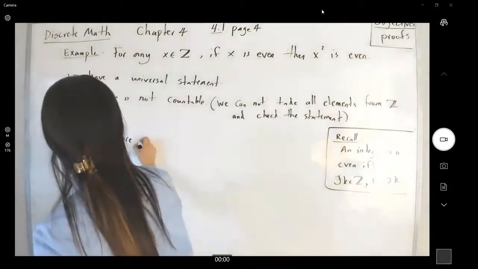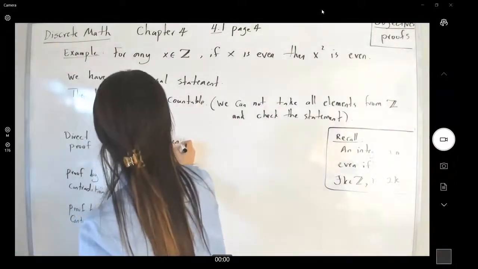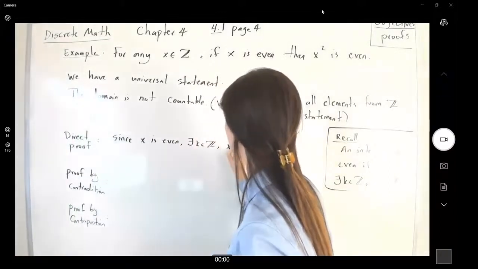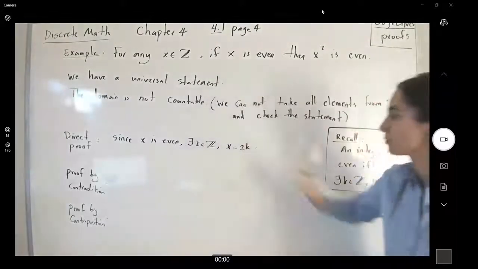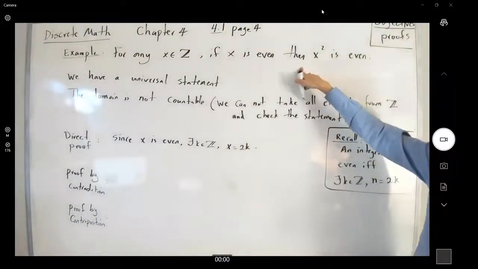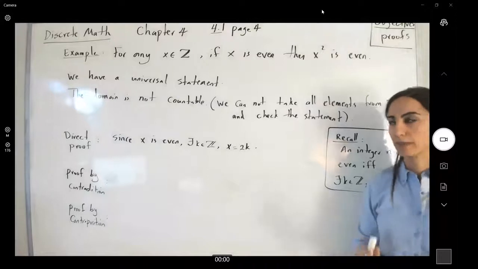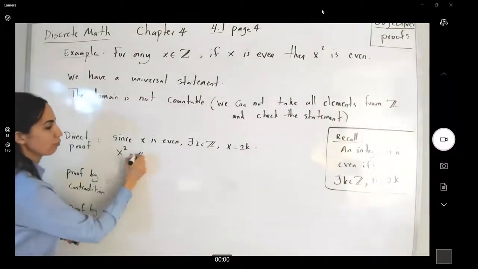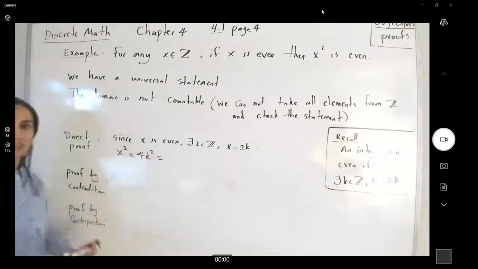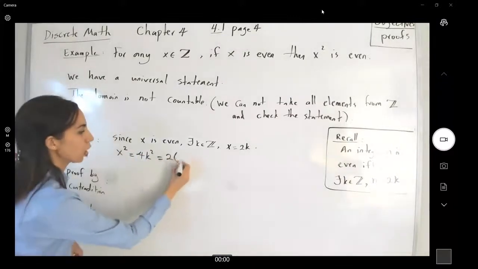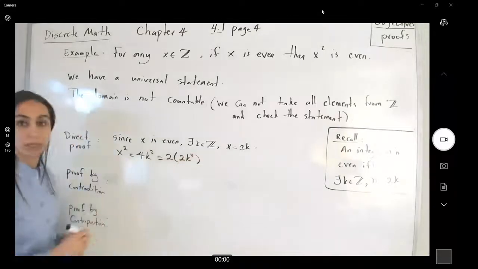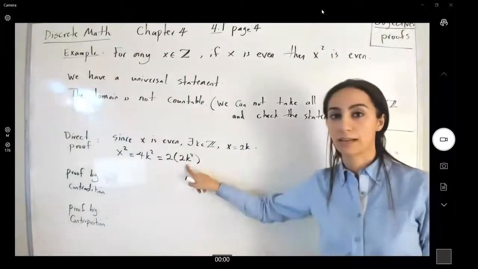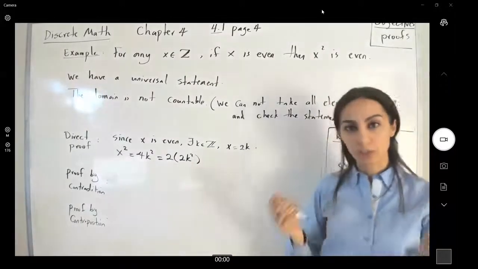Since x is even, it means that there is an integer k such that x is 2k. The conclusion says now x squared is even. x squared is equal to 4k squared, which can be written as 2 times 2k squared. Well, k is an integer. k squared is an integer. 2 times the integer is also an integer.